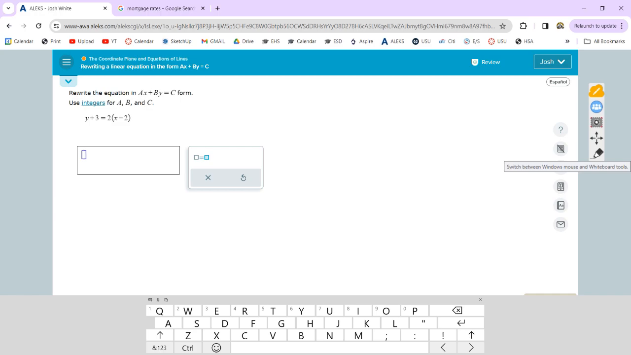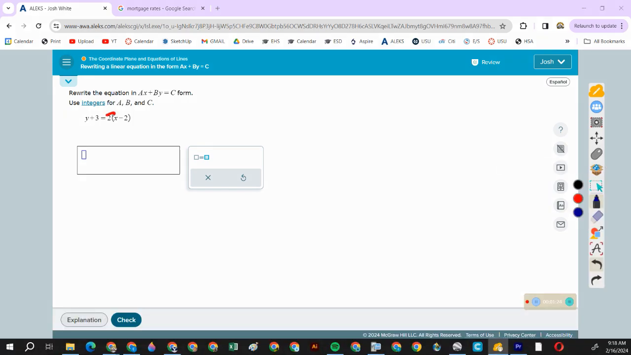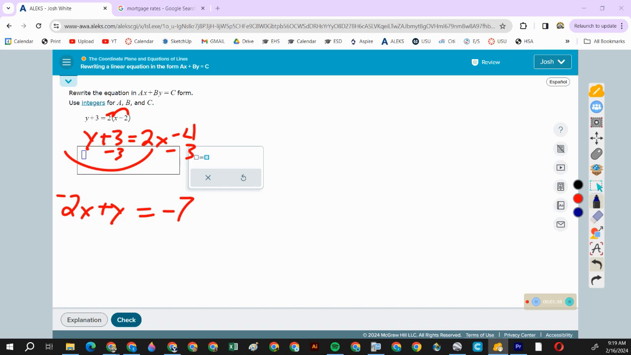So here we want to put this in standard form. So I will distribute that 2. So y plus 3 equals 2x minus 4. Move this over, negative 2x. Move this over, plus y equals negative 7. That would be standard form.